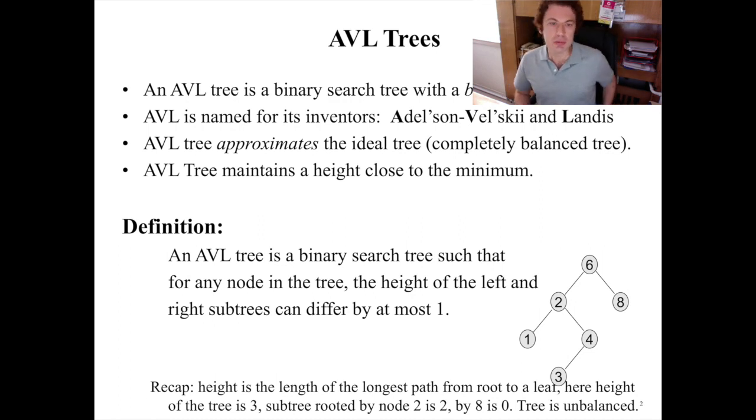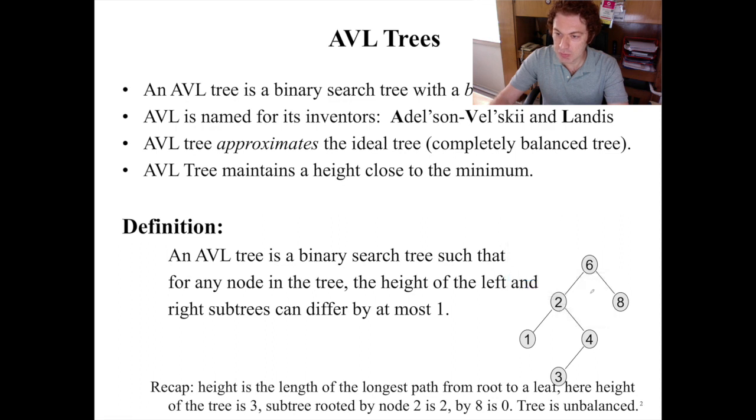To digest this definition, we first need to remember our height definition, which is the length of the longest path from root to a leaf. For this tree, for instance, I have 3 leaves: nodes 1, 3 and 8. From the root, I select the longest path, so I will select this leaf, and the length of the path is the number of edges on it. In this case, it would be 1, 2, 3. So the height of this tree is 3.